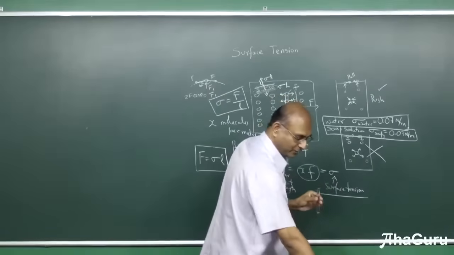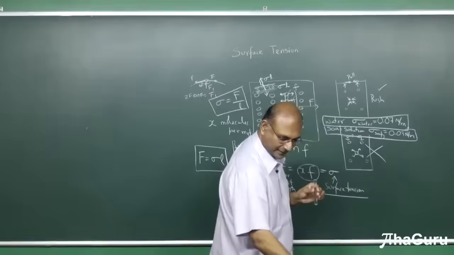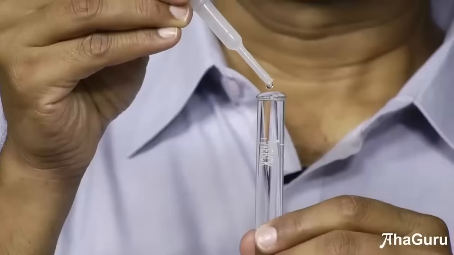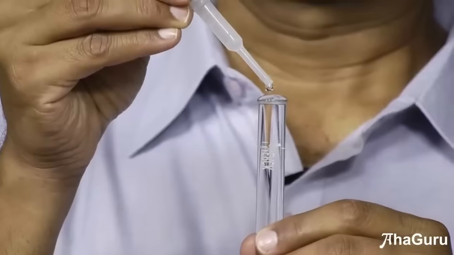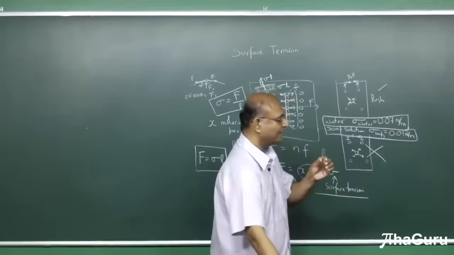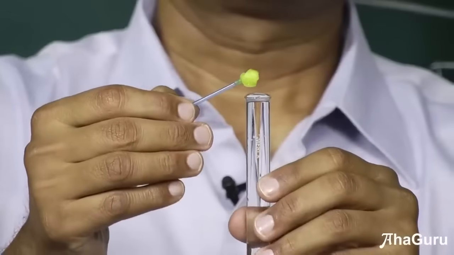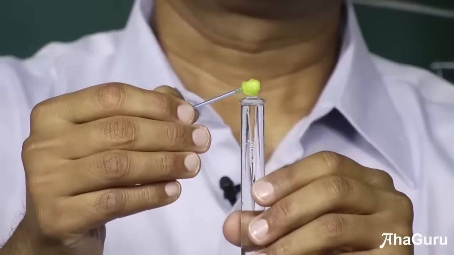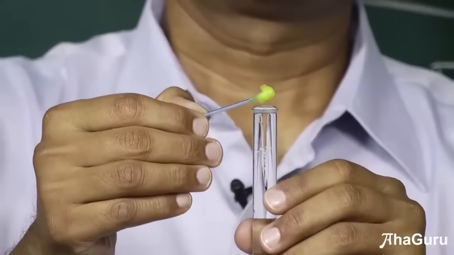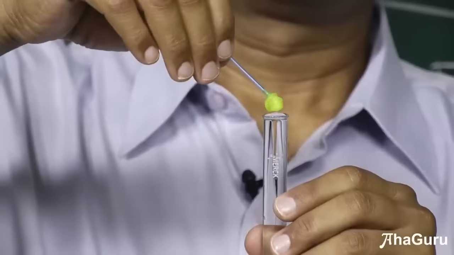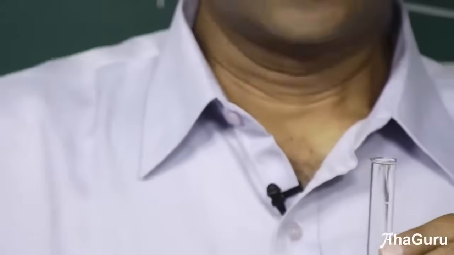Okay, so first I'm going to create a big bulge like this, and then I will add a little bit of soap. As soon as I touch it, you can see that it immediately dissolves and becomes smaller, right? So this tells you that a soap solution has a much smaller surface tension.